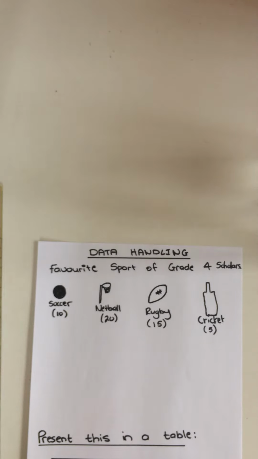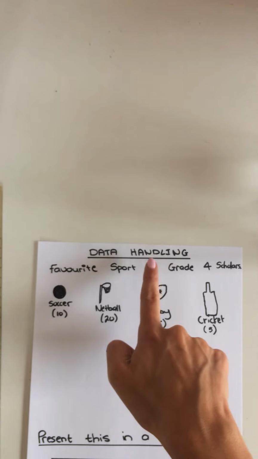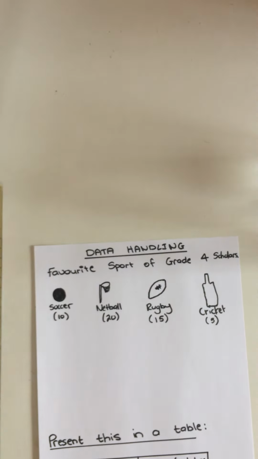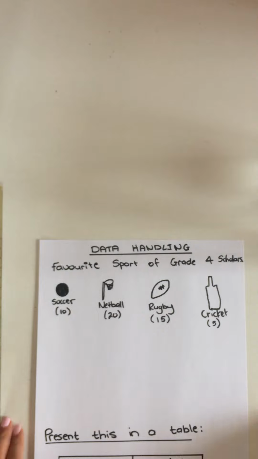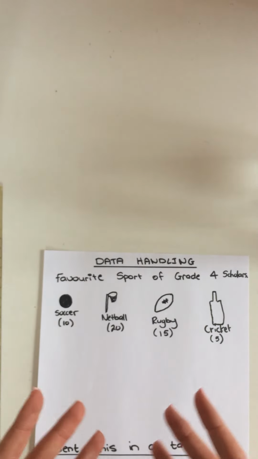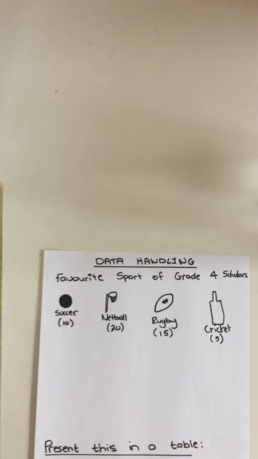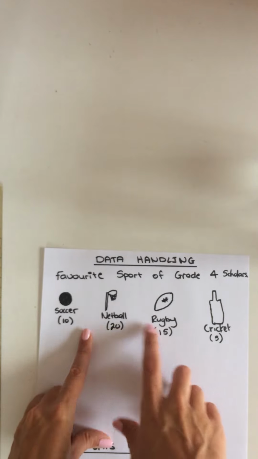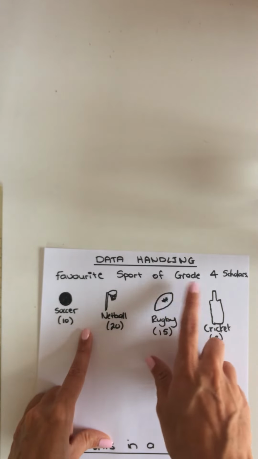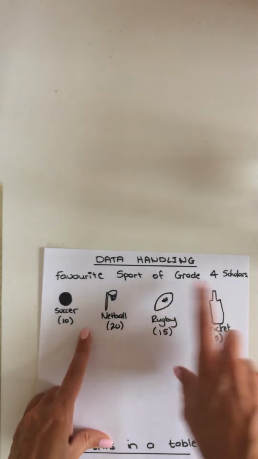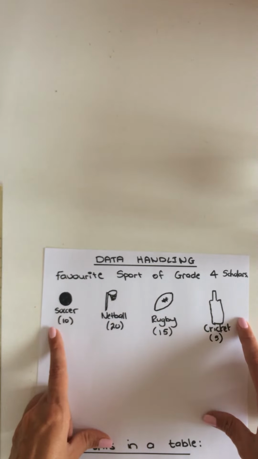We are now going to move on to a new section called data handling. Data handling involves dealing with what we call data, which is just basically information about a topic. So here Ms. Gonzalez has data for the favorite sports of grade 4 scholars. So this represents the sports that the grade 4 scholars like and the number of scholars that like each sport.